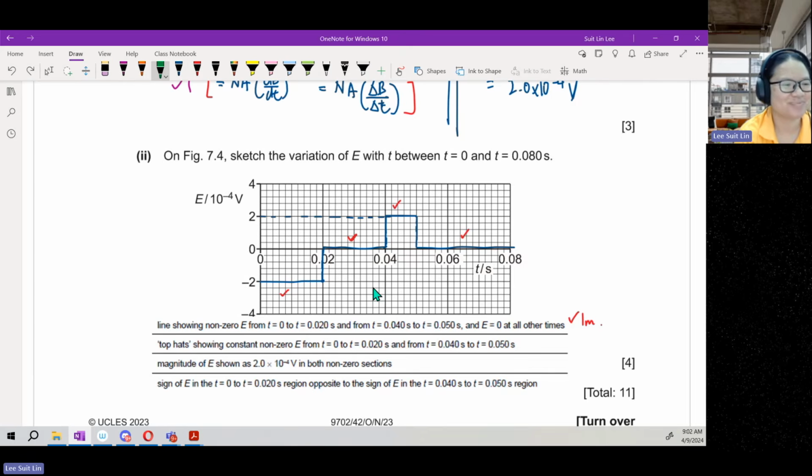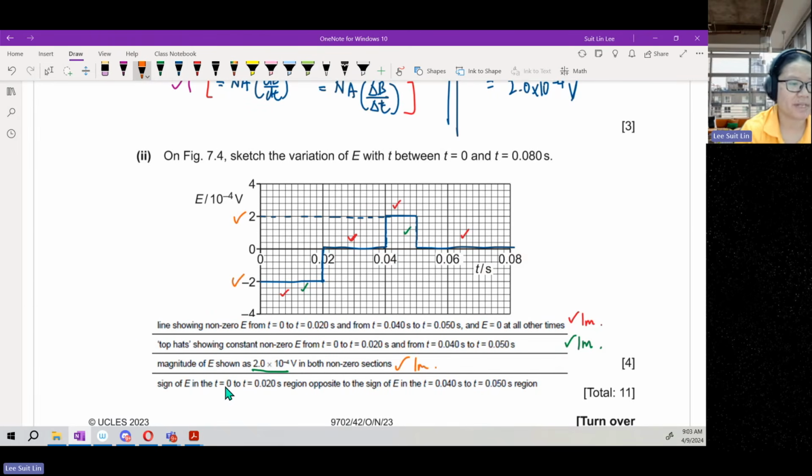Okay, anyway, the shape showing non-zero E from 0.02 to 0.05. So I have values from here to here. Basically, the shape of the graph. You didn't draw some triangle, you did not go like that. The shape of this and this is another one. The magnitude is 2.0 times 10 to the power -4 in both directions. So we'll check the graph.